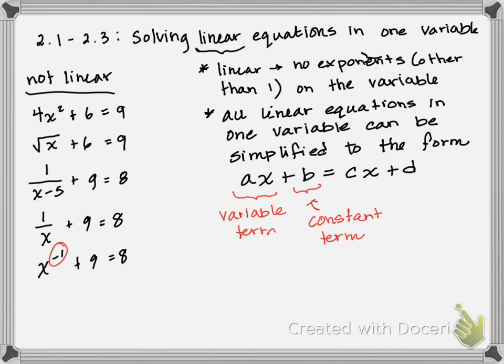Okay, so we've got linear down. As far as one variable, that just means that there's only an x or a y or an a or a b. There's not an x and a y. So the variable can show up multiple times. We can have x in the equation several different times, but we don't have a different variable. So there's only one variable in the sense that all of the variable terms contain the same variable.